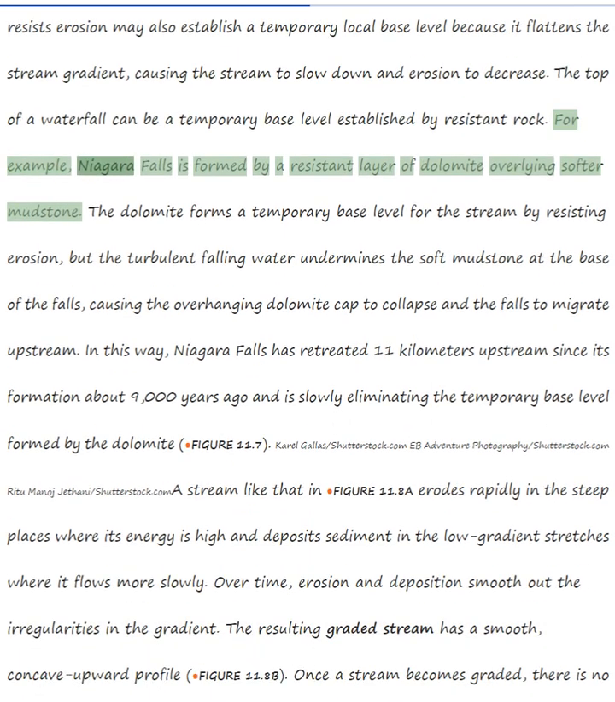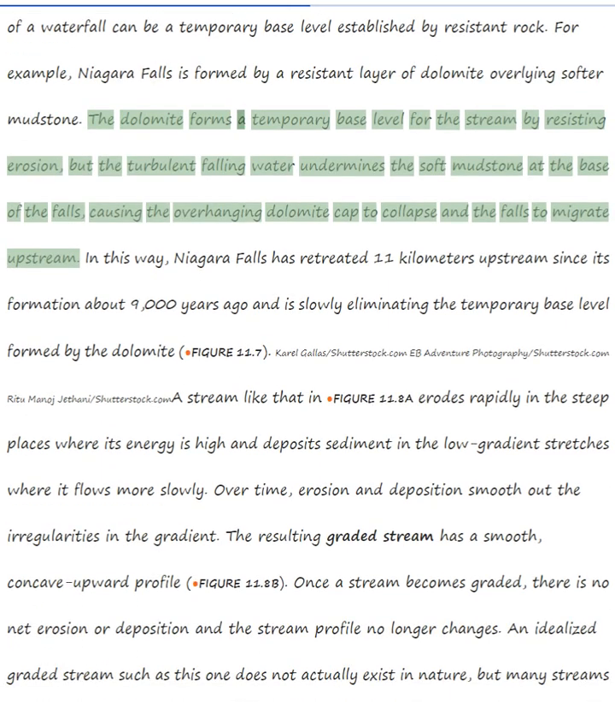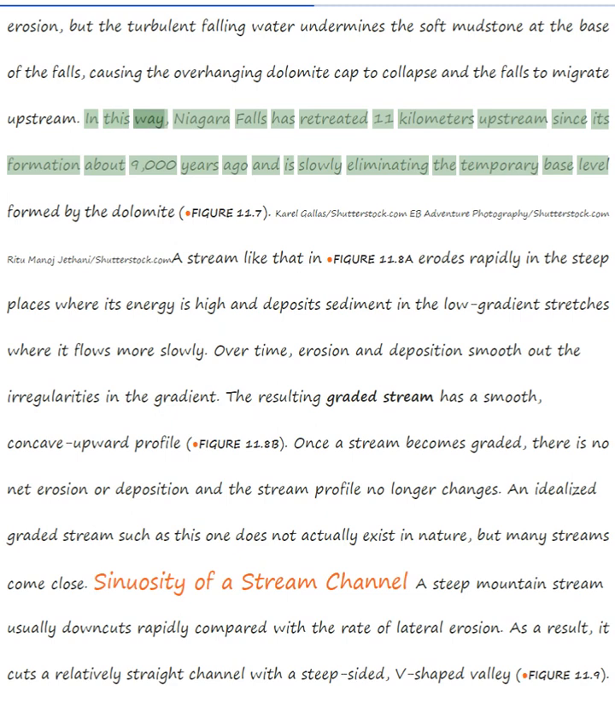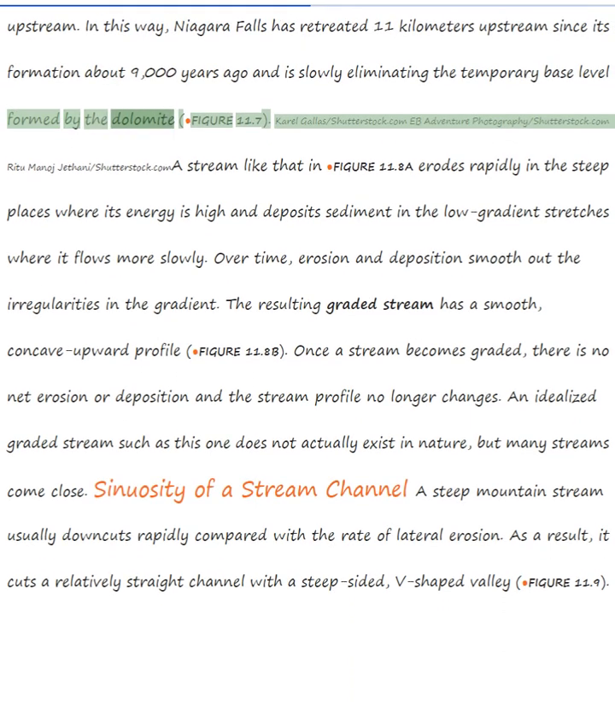For example, Niagara Falls is formed by a resistant layer of dolomite overlying softer mudstone. The dolomite forms a temporary base level for the stream by resisting erosion, but the turbulent falling water undermines the soft mudstone at the base of the falls, causing the overhanging dolomite cap to collapse and the falls to migrate upstream. In this way, Niagara Falls has retreated 11 kilometers upstream since its formation about 9,000 years ago and is slowly eliminating the temporary base level formed by the dolomite.